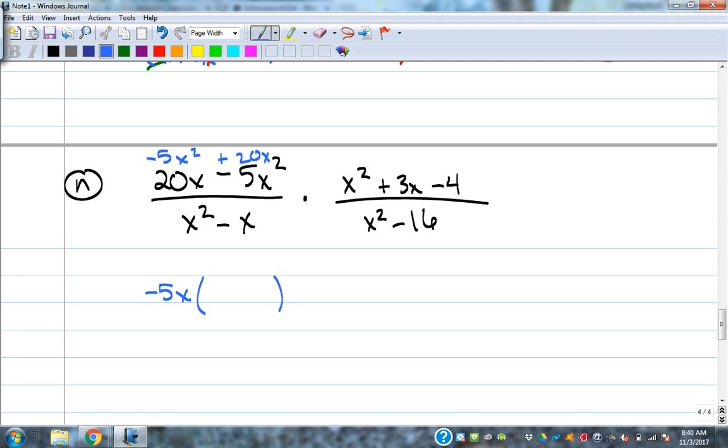Because if that leading coefficient is negative, you want to pull a negative out with your GCF to get things to cancel the right way. So that'll leave x minus 4 in the parentheses. It changes that sign in the middle when you pull that negative. What's the denominator of that fraction factor as? GCF of x, leaving x minus 1.